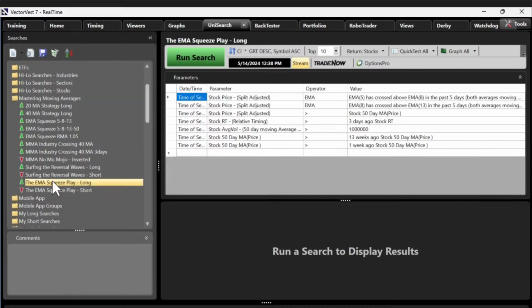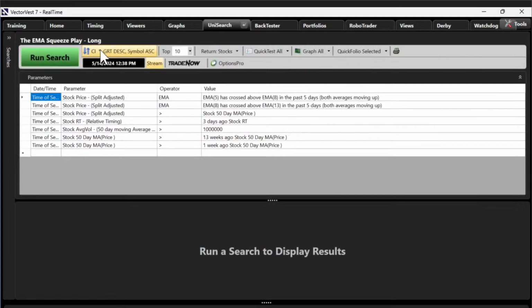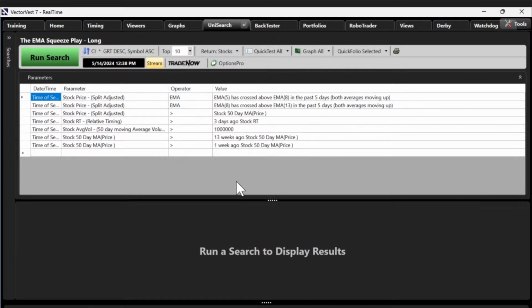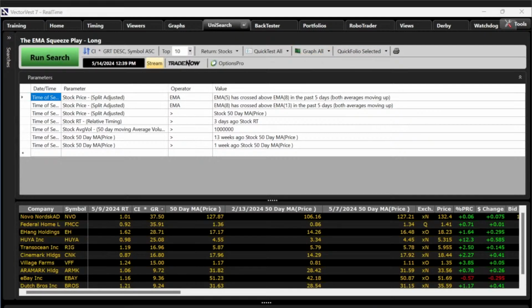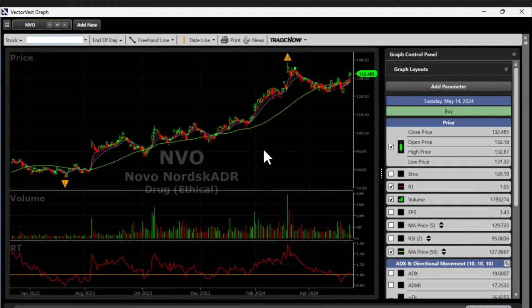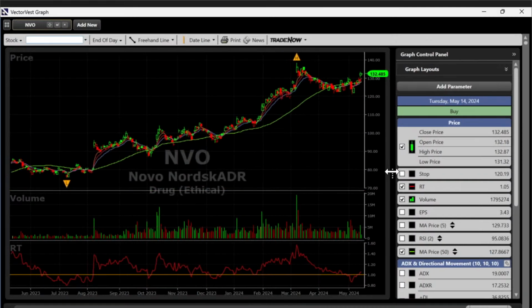But here is the EMA squeeze. Not going to go through the parameters. The parameters, how they're laid out in the search, finds what we need to see on the chart. So let me just run the search as of right now. How about that? And let's graph the stocks. And let's look at the chart. And here I have the EMA squeeze layout on.